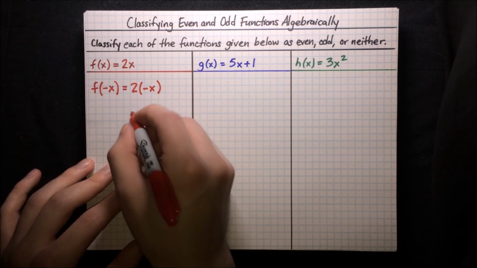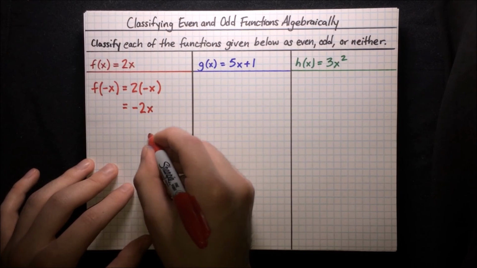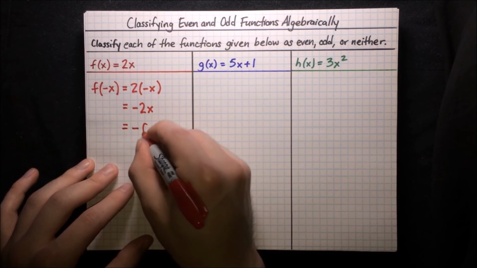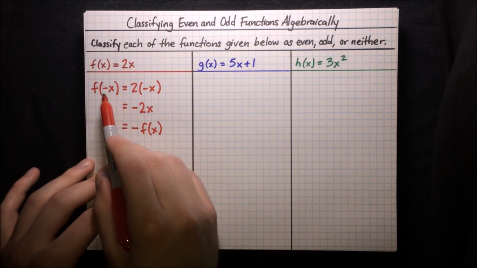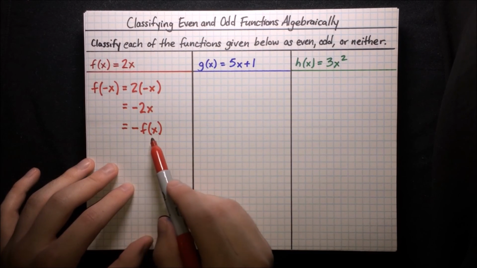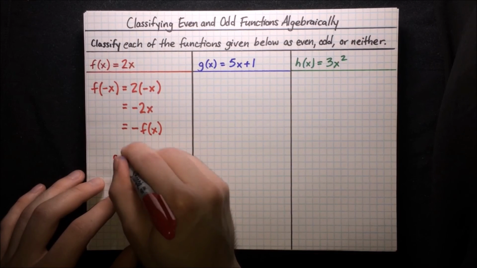And 2 times negative x, that's equal to negative 2x, which is equal to negative f of x, because f of x is just 2x. So when we change the sign of the input, the sign of the output changes as well. That's an odd function. So there we go. F is odd.